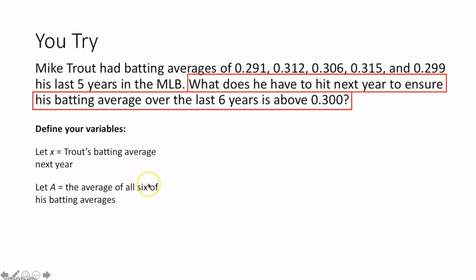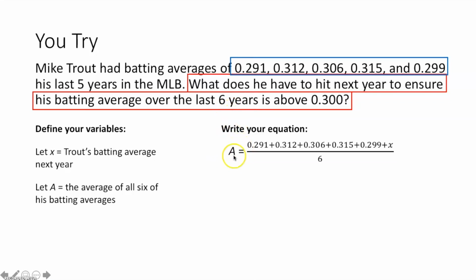Okay, so now all we have to do is write our equation. And how do we do that? Well, we're given 5 of his batting averages from his last 5 years. So the average of the 6 batting averages would be .291 plus .312 plus .306 plus .315 plus .299 plus X, what he has to hit next year, all divided by 6. And that'll give us the average of the 6 years. So we'll say A, the average of all 6 years of his batting averages, is equal to all of these added together plus X divided by 6.